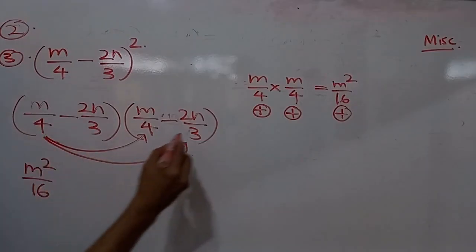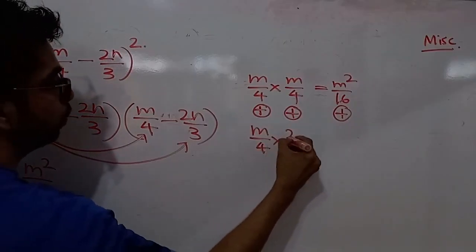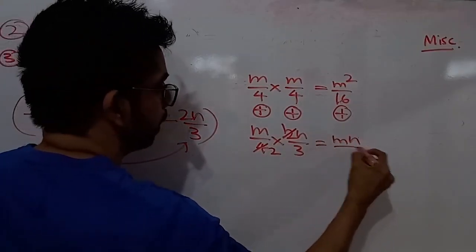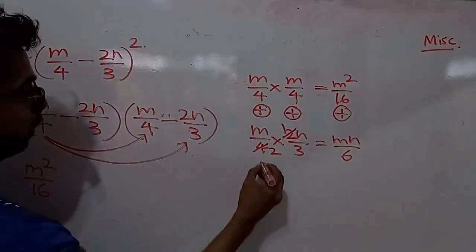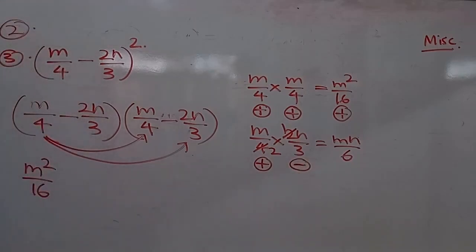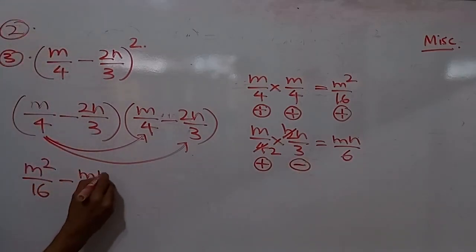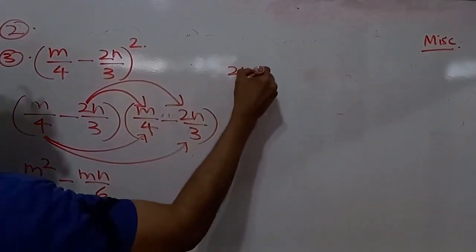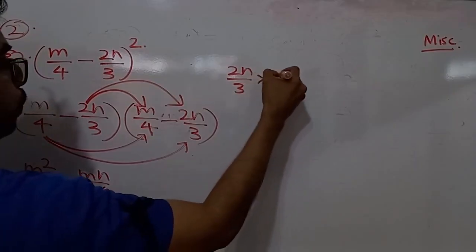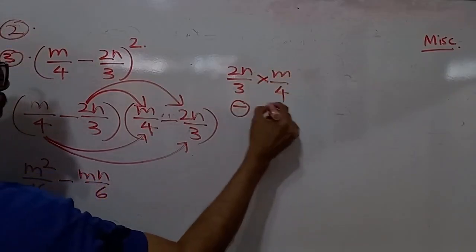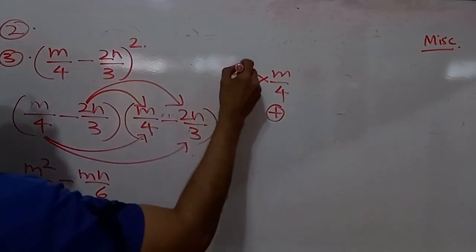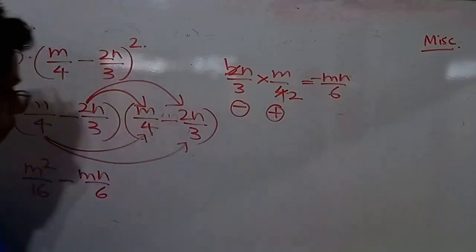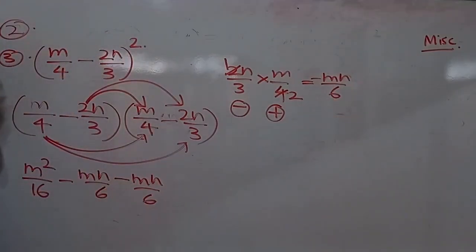Then M by 4 into 2N by 3. So 2 times 1 and 2 times 2. So Mn by 6. But this one is a positive value and this one is a negative value, so we get negative Mn by 6. Then 2N by 3 into M by 4. So this is a negative value and this is a positive value. Right? 2 times 1 and 2 times 2. So here we get Mn by 6, but this is a negative value. Negative Mn by 6. Right?